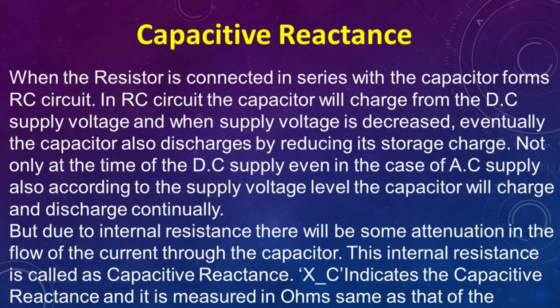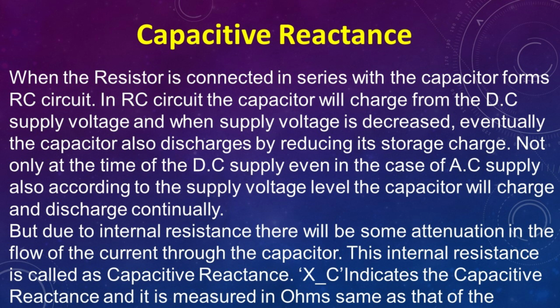Capacitive reactance. When the resistor is connected in series with the capacitor, it forms an RC circuit. In an RC circuit the capacitor will charge from the D.C supply voltage, and when supply voltage is decreased, eventually the capacitor also discharges by reducing its stored charge. Not only in the case of the D.C supply, even in the case of A.C supply, according to the supply voltage level the capacitor will charge and discharge continually.